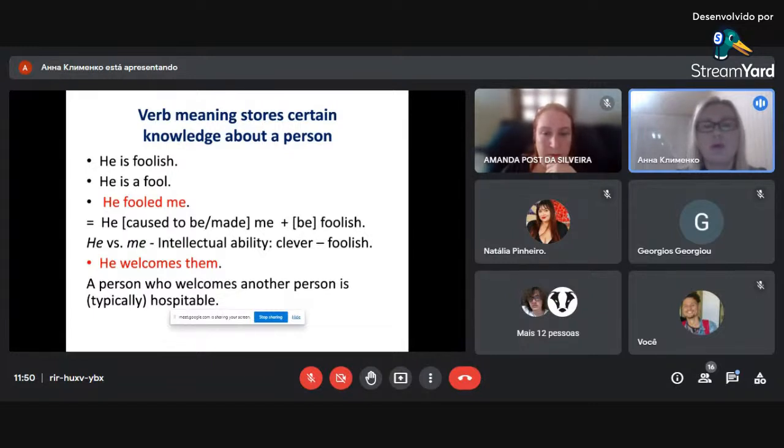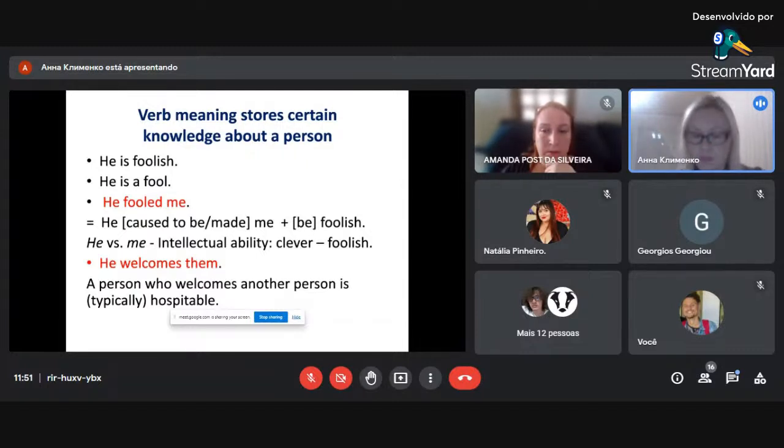Then we could also draw a comparison between two participants of the denoted action, he versus me, in terms of intellectual ability, and the verb also implies that, while me is foolish, he is not foolish, probably he is cleverer than me. So you see, we come through a set of logical operations, and this implies certain cognitive effort.